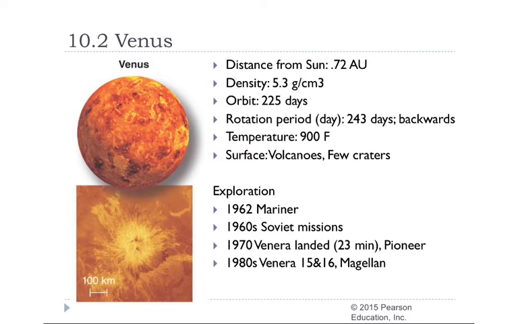So what we think is that during the heavy bombardment of the formation of the solar system, an object collided with Venus hard enough to slow it down and even make it go slightly backwards, and that's why it rotates so slowly.